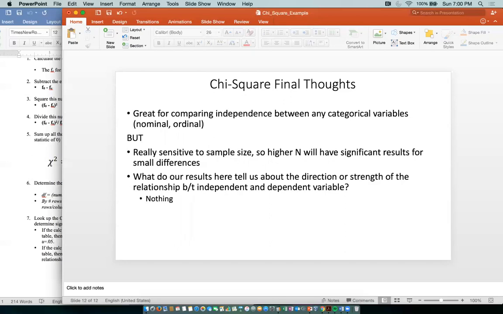The other problem with chi-square is that it really works in broad strokes. So what our results are telling us about the direction or the strength of the relationship isn't very much. It's basically saying these two things are related, but we don't know if it's men or it's women that vote more often for Clinton, or we don't know the magnitude of difference or the magnitude of the effect of how gender influences vote choice. We simply know that these two things are statistically significantly related to one another.